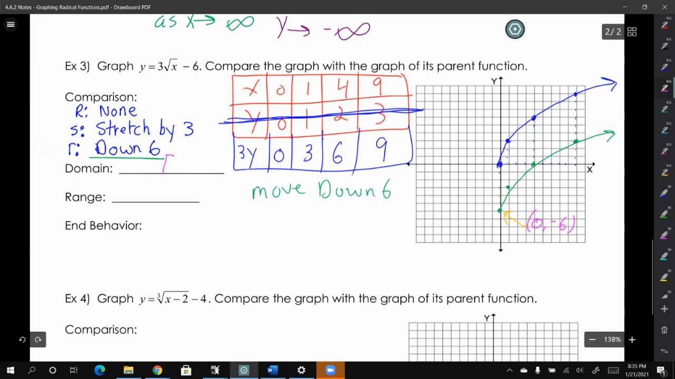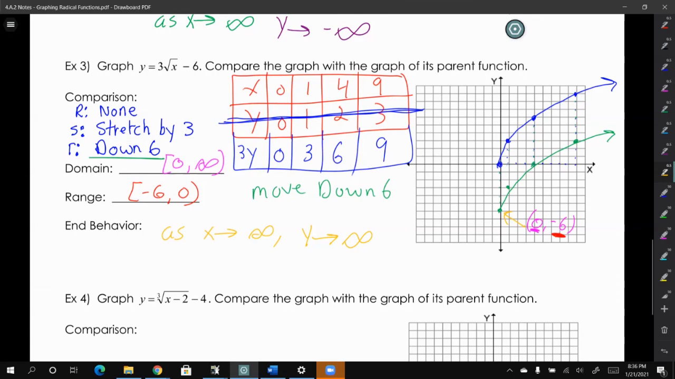So our domain is going to be 0, infinity. The smallest x value we have is this 0 right here. Now the range is going to be negative 6, infinity, because negative 6 is that smallest y value we have. And then end behavior, we only have a right end. So as x approaches positive infinity, that means the right side is going up. So y approaches infinity. That is our only end behavior for this.